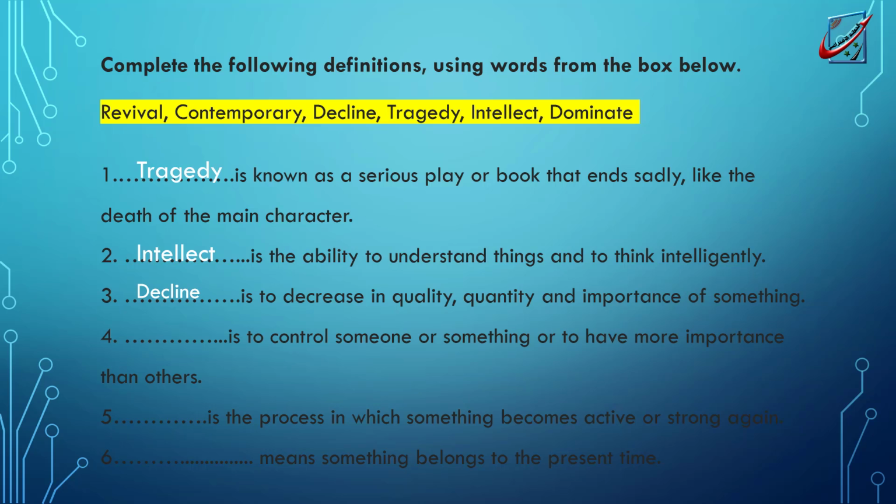Number 4 is to control someone or something or to have more importance than others. Come on, dear students. What is it? It's dominate. To dominate something. Number 5 is the process in which something becomes active and strong again. Well done. It's revival. And the last one means something that belongs to the present time. What is it? Good. Well done. It's contemporary.